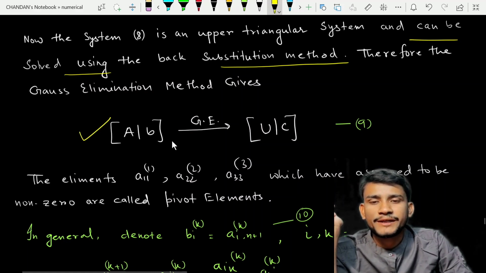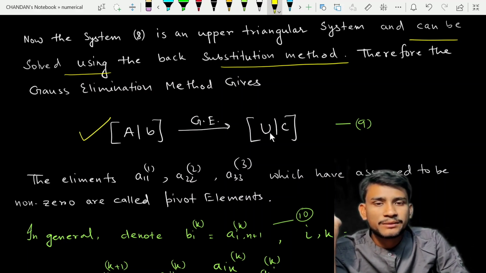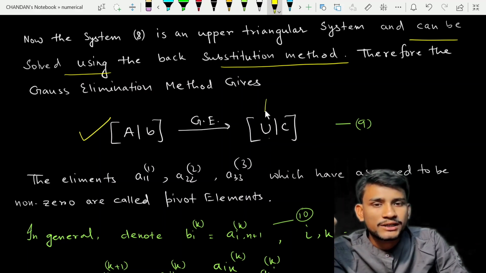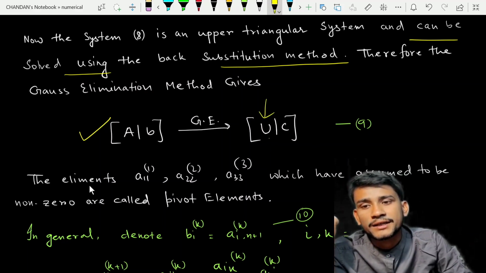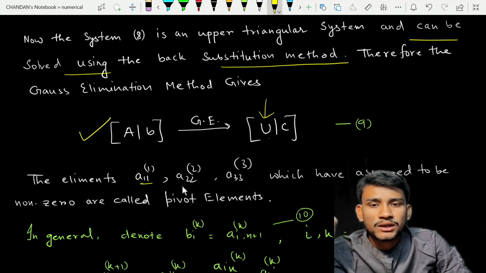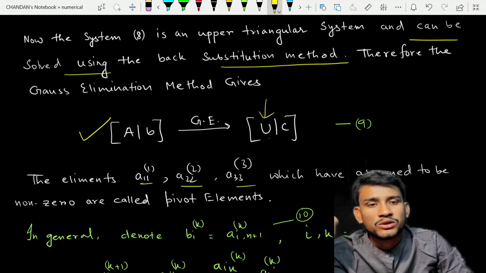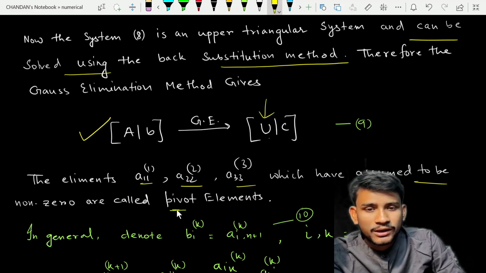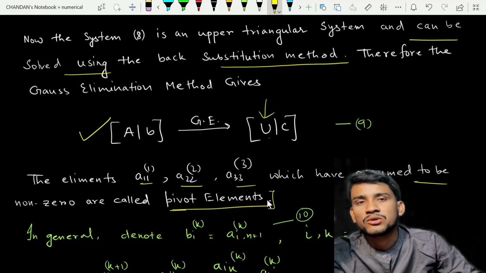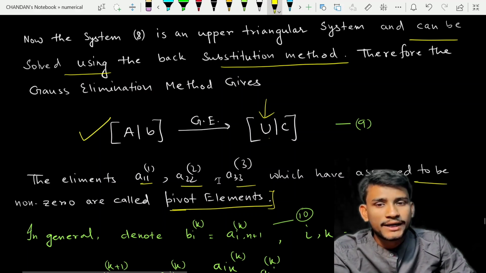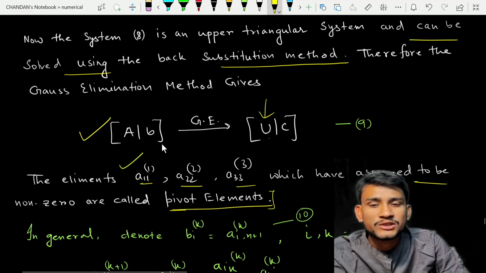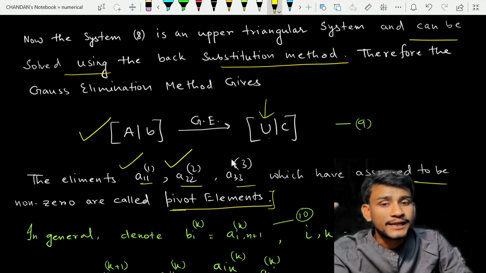So Ax = b by Gauss elimination method is converted to a system Ux = c, where U is an upper triangular matrix. The elements a11, a22 and a33, which are assumed to be non-zero, are called pivot elements. Okay, so a11, a22 and a33. This is the first stage of operation, this is the second stage of operation, and this term is the third stage of operation.